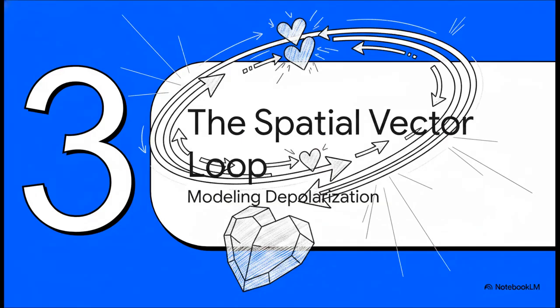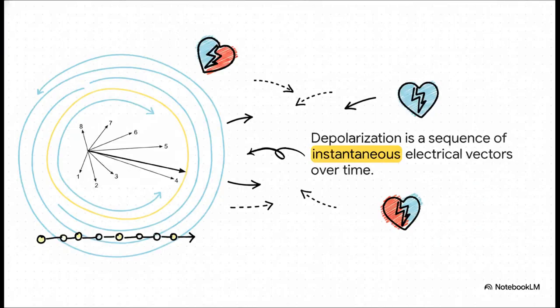All right, now we get to the really beautiful theoretical core of this whole topic, the spatial vector loop. This is an incredibly powerful abstract model that helps us visualize the heart's complete depolarization sequence, but in 3 dimensions. You have to remember, ventricular depolarization isn't like flipping a single light switch. It's a process, a wave that unfolds over about 60 to 100 milliseconds, and we can model this process as a whole series of instantaneous electrical vectors.